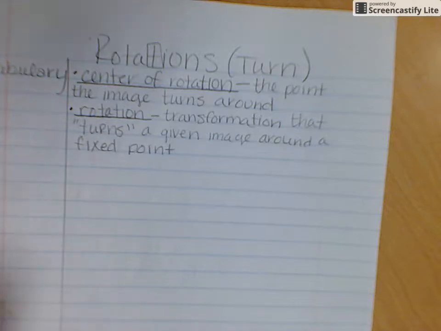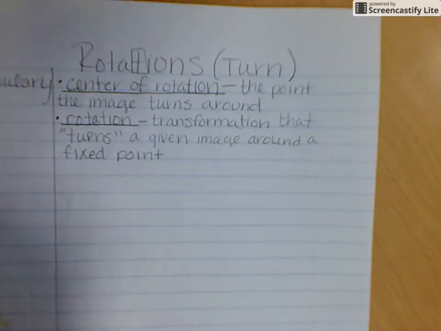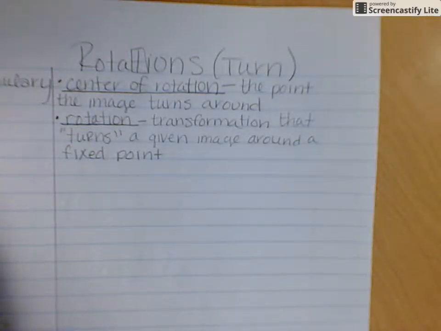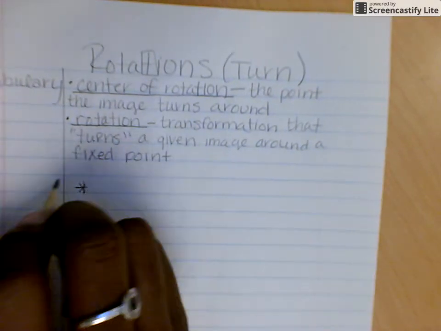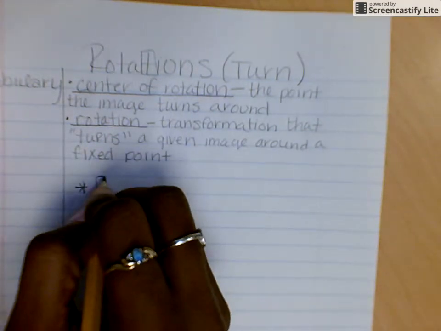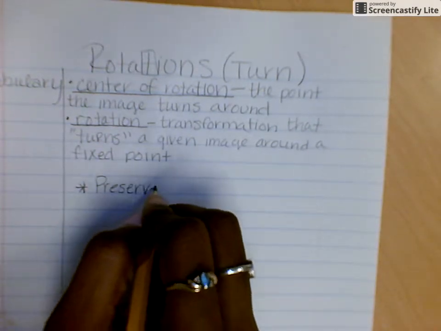So we talked about a translation that when you slide a figure, it stays facing the same position, so it preserves orientation, right? A translation also preserves congruence, meaning it stays the exact same size and the exact same shape. A reflection, when you flip it, it stays the same shape and same size. However, reflection does not preserve orientation because the letters are not facing the same way when you flip it. Now let's think about a rotation. When you rotate a figure, is it going to stay the same shape, same size? It will. It preserves congruence.